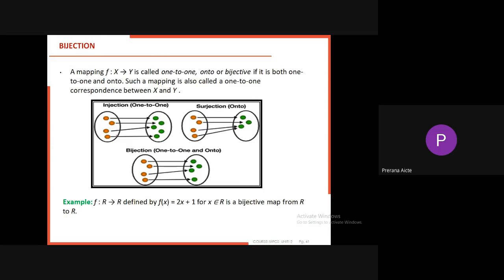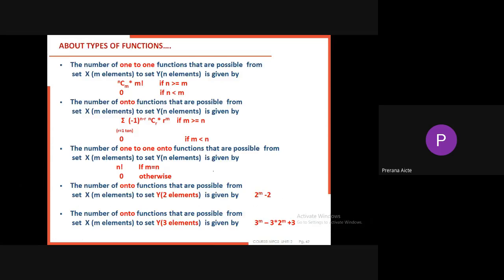Next one, the bijection function. The function which is both one to one and onto. The function following both properties, one to one and onto, is called a bijection function. We can consider an example for this. And these are the important points with respect to the three types of functions we discussed. We may expect questions on this.